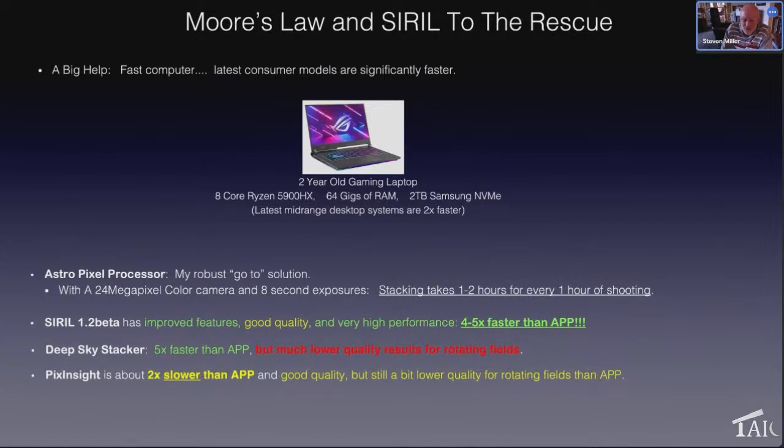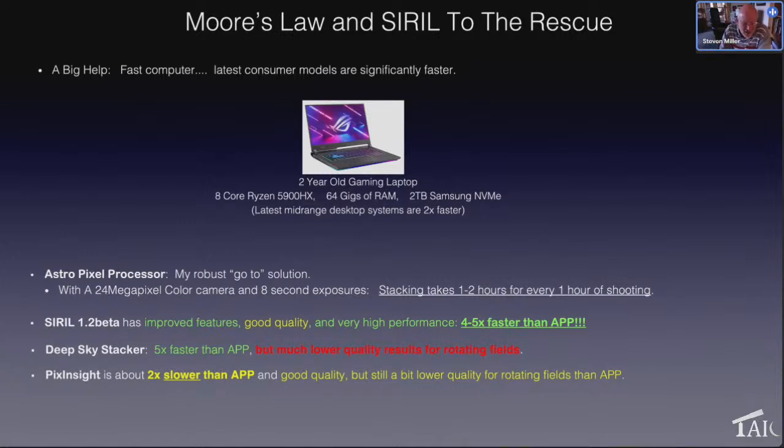PixInsight is good. It has wonderful features for editing, but when it comes to just stacking, it's 2x slower than APP. It does have good quality and it's a little better than Siril, but still a little bit lower quality for rotating fields than APP. APP has that multi-band blending mode. Now, I'm not a PixInsight expert. Maybe there are people who will say, if you configure these modes in the exact way, you can get similar results. I haven't seen that yet, but that may be out there.